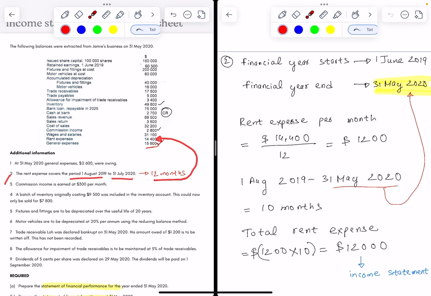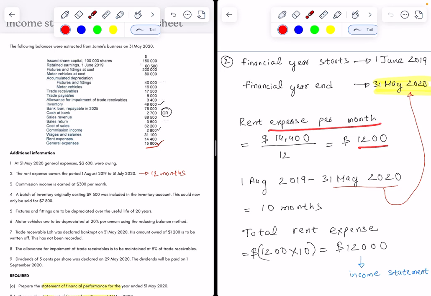Okay? Now, we understand that we are working with a business where the most recent financial period started on 1 June 2019 and ended on 31st of May 2020. The amount for rent expense of $14,400, which is given to us in the list, can be divided by 12 to find the monthly rent expense. So $14,400 divided by 12 gives us $1,200, which is the monthly rent expense.